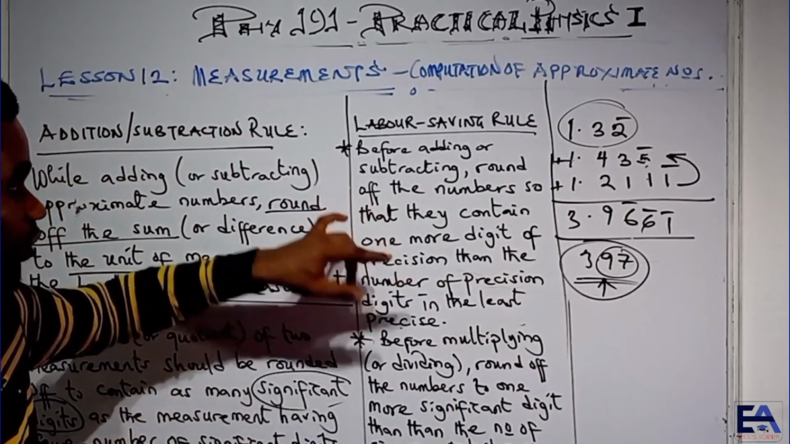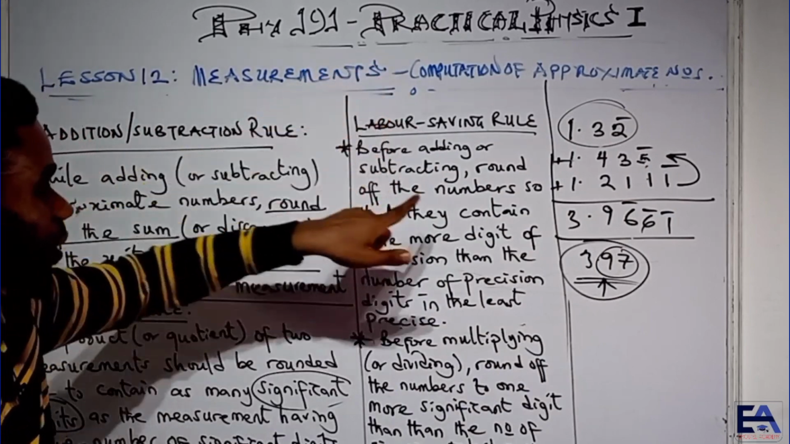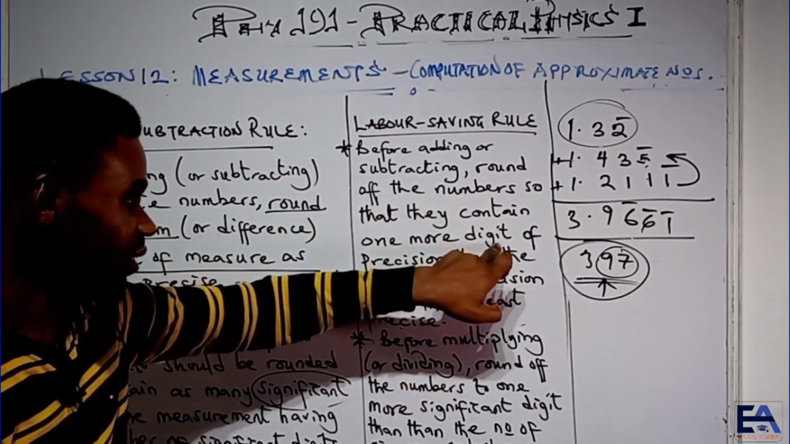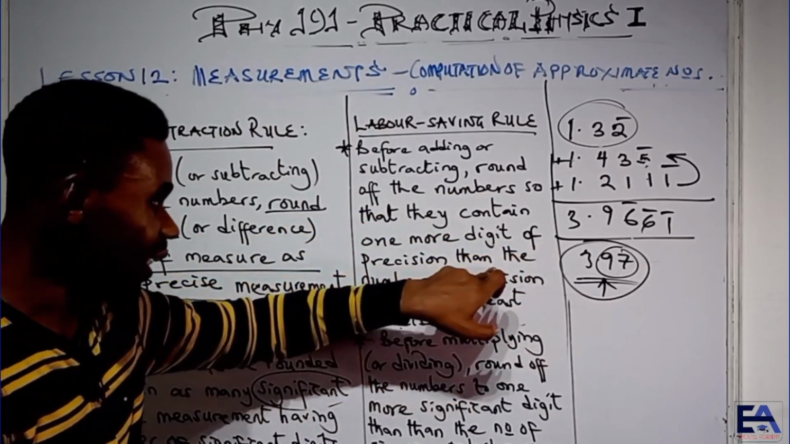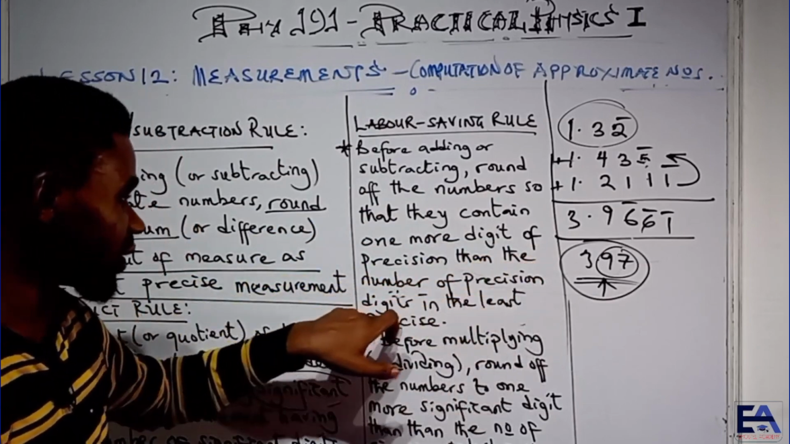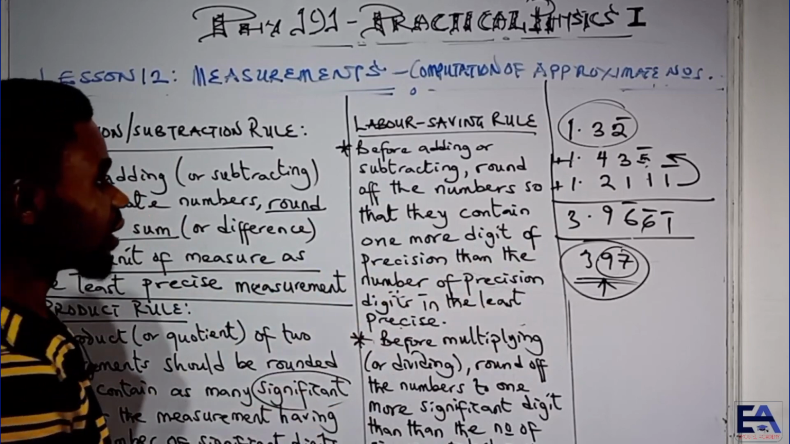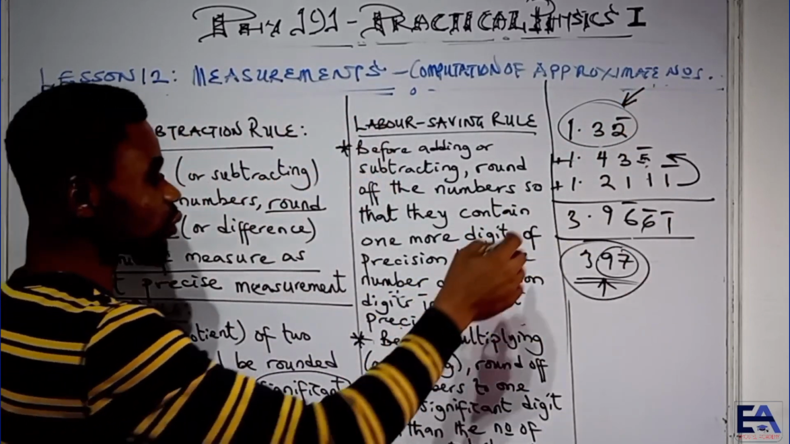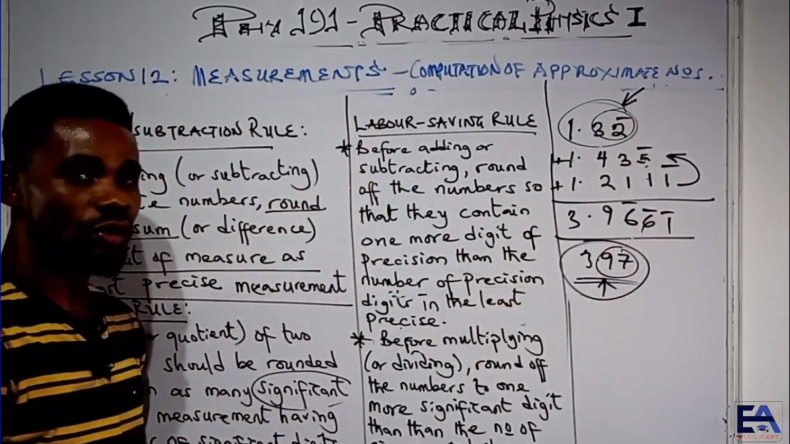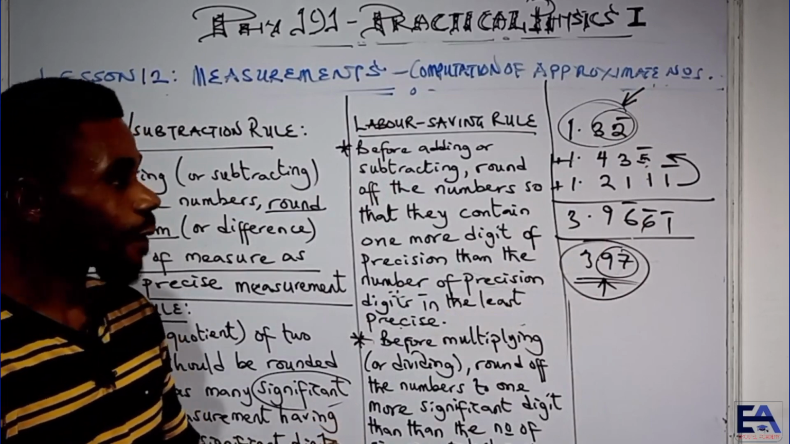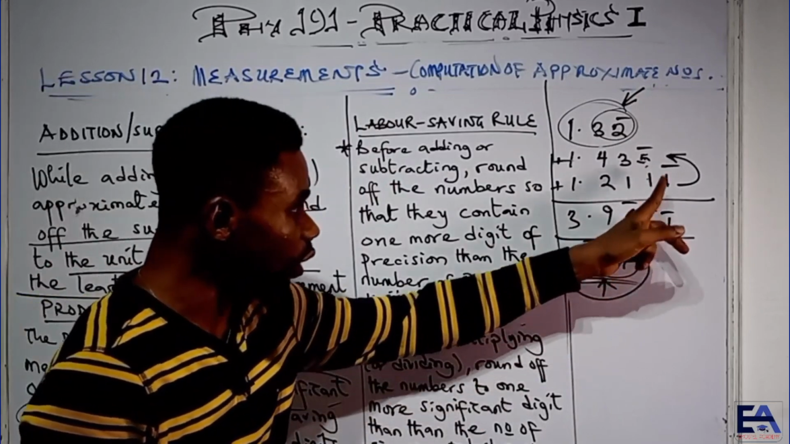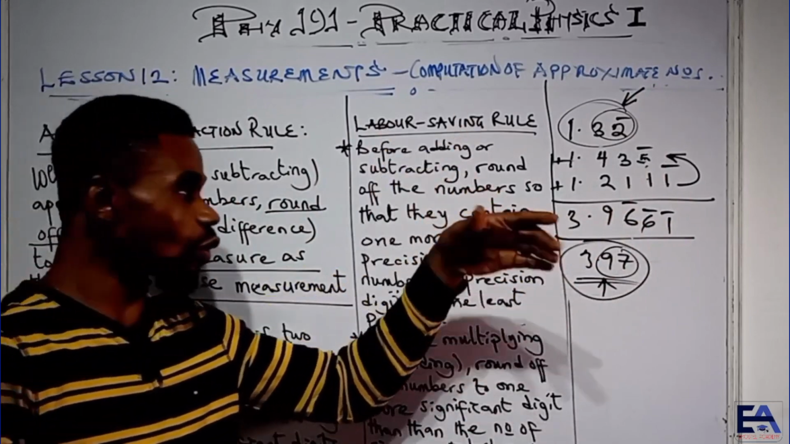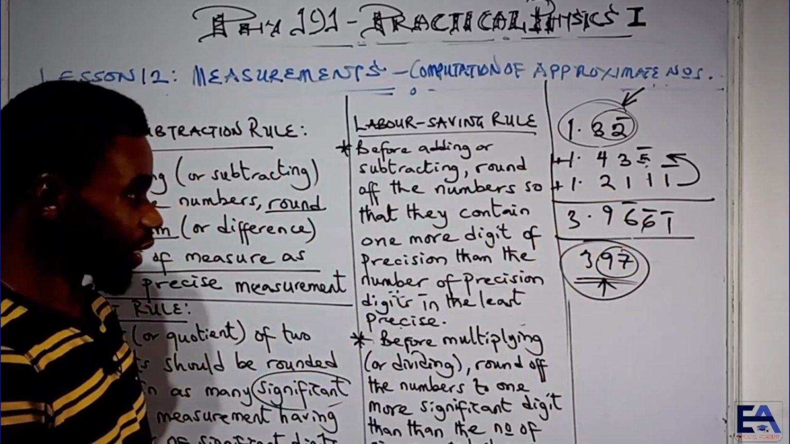That's what this guy is just trying to say. Before adding or subtracting, round off the numbers so that they contain one more digit of precision than the number of precision digits in the least precise. This is the least precise measurement. The number of precision digits we have there is 2. So you are going to make sure that you round off the other ones to also have 2, before you go ahead to add them to each other.